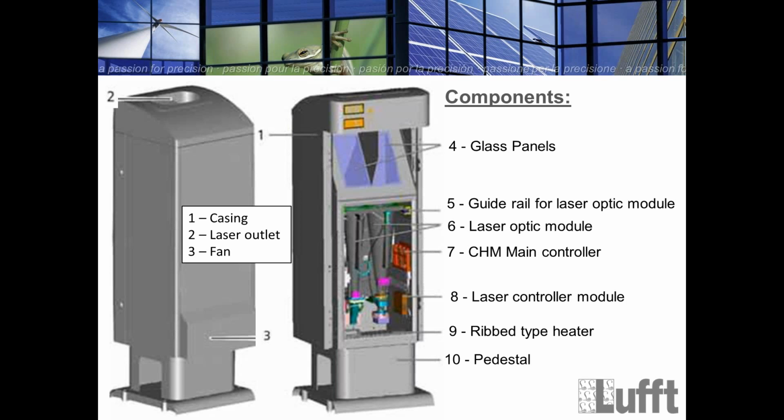If you open the inner door for service, there are some guiding rails for the so-called laser optical unit, the black unit. So this can be exchanged easily for service or for a new calibration alignment. On the right side, you see this main controller and also a laser controller, and there's a housing heater additionally implemented, which is typically only required below 0 degrees Celsius.